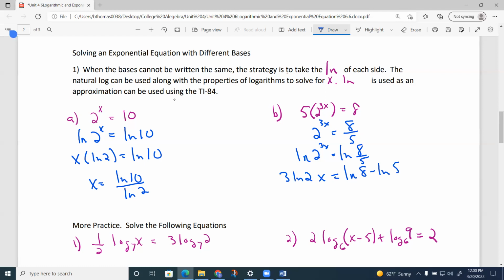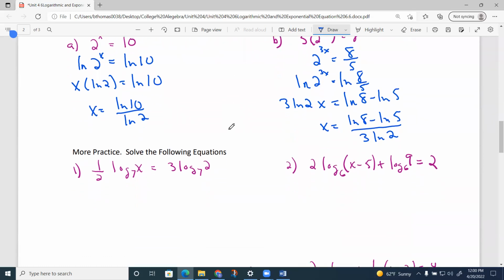Now to solve for x, I just have to divide both sides by 3 times the natural log of 2. So if I do that, this becomes the natural log of 8 minus the natural log of 5 over 3 times the natural log of 2. I don't really see that simplifying any further, so I would leave that as our answer. If you needed a decimal answer, you could put that into the calculator to get a decimal answer.